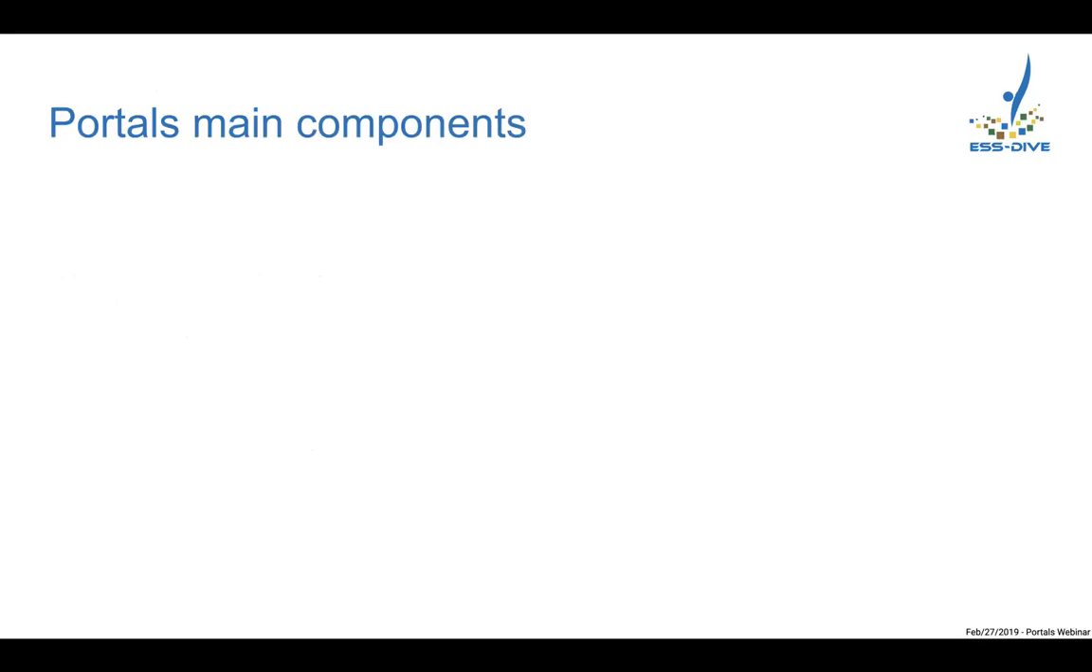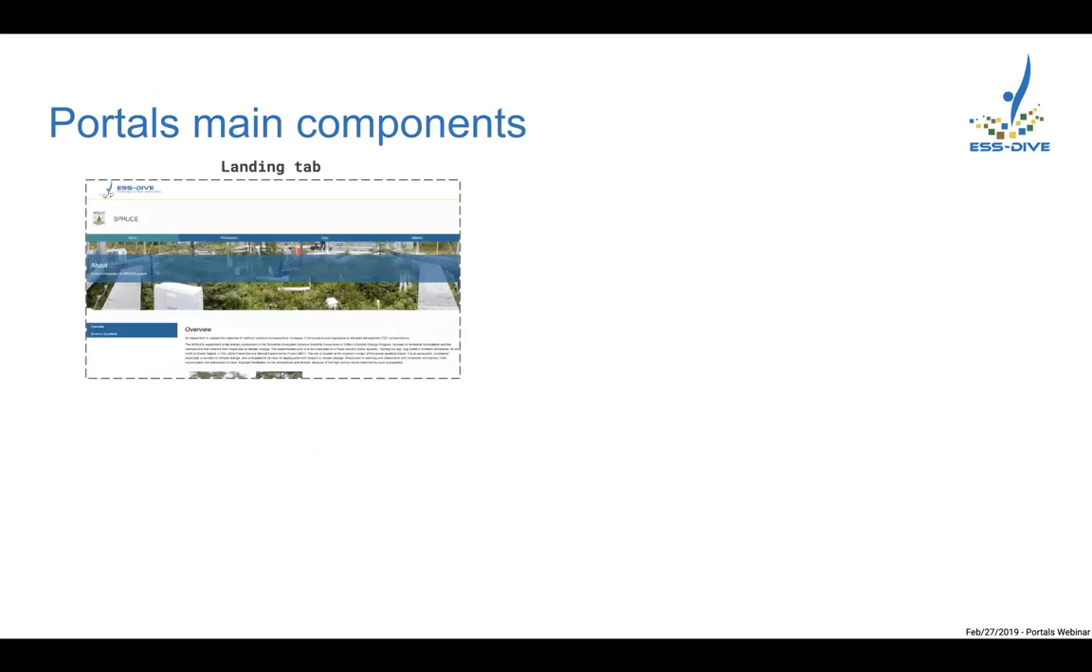So portals have four main components. Let me show you under the hood our demo Sprouts portal. The first component is the landing tab. It is what users initially see when visiting your portal, which is the first thing that gives the portal its own identity and look.